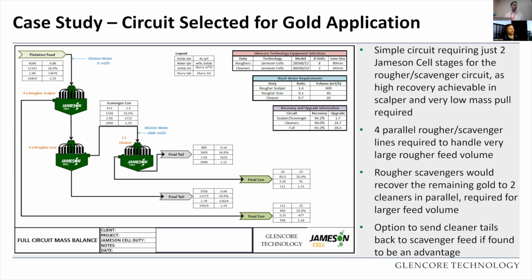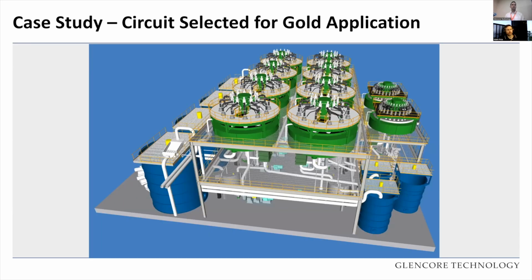But we also designed the circuit to make sure that the client had the option to send cleaner tails back to scavenger feed if it was found to be advantageous or required. During the test work, we found that it shouldn't probably be required, but as I said, if they felt they needed to put it back to the rougher scavenger in a closed loop, that could be done as well. And then essentially this was the final result in a 3D model of the circuit.